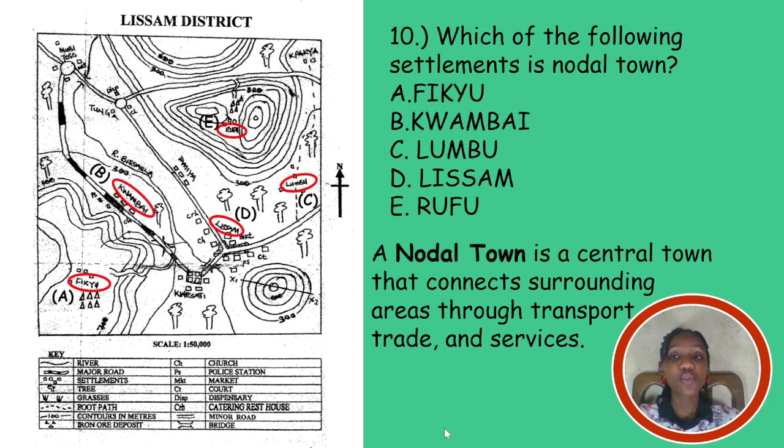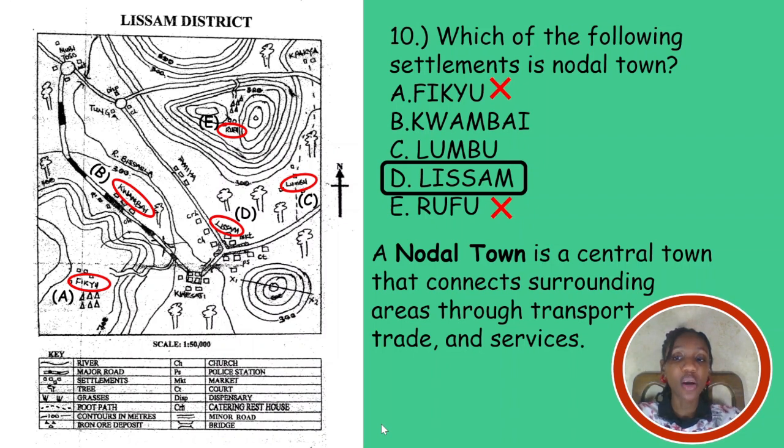So looking at these settlements, we can immediately rule out options A and E. The reason being that their locations both are on highlands, and so they have little to no connection to any settlements. So there is no way they will be the central points of Lisam districts. That leaves us with B, C, and D. And from these three, I believe that the answer is clear, option D. So now let's look at the reasons why.